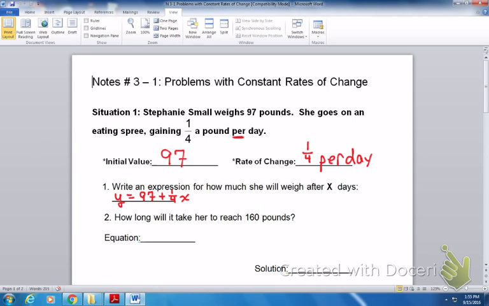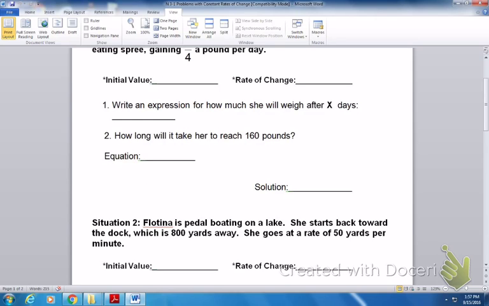Now we have to answer a question about it. It says, how long will it take her to reach 160 pounds? Basically we're going to use the equation. I'll rewrite it so we have it in front of us. The equation was y equals 97 plus 1/4 x. And basically what it's asking is how long will it take her to reach 160 pounds? Well, you should know that this x is the number of days. So the only other variable we have is y. That's pounds.